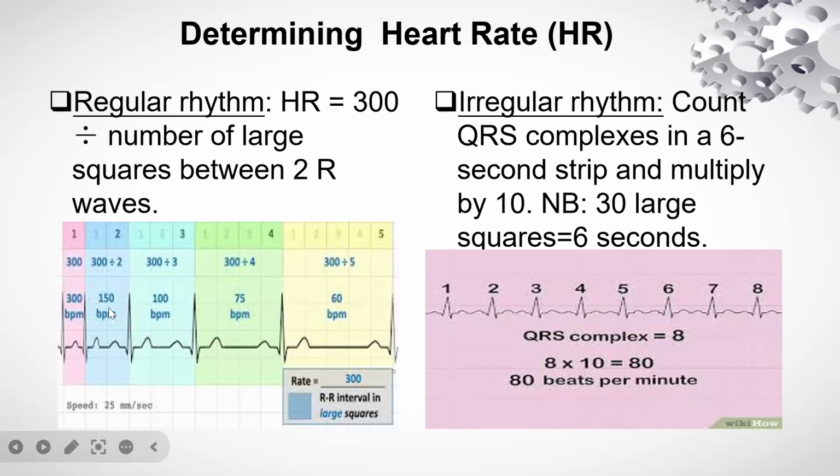But look at this tachycardic patient. The RR interval has only 1 square. So you divide 300 by 1, and you have 300 beats per minute as the heart rate. I hope that is clear.